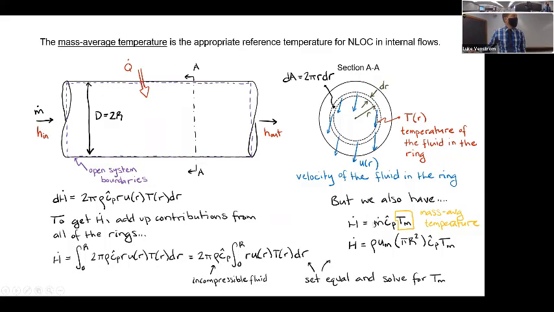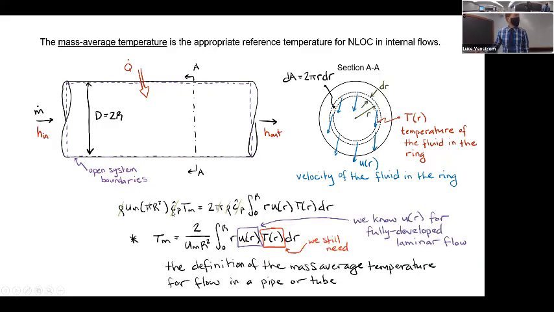What we really want to be able to do is take m dot times C sub p times some temperature value to get to the same enthalpy flow rate, the same H dot here. So we can do that. All I've done on this line is substitute in for the overall mass flow rate: the density times the average velocity times pi r squared, which is the cross-sectional area. If you set those two things equal to each other, the right-hand side equal to the left-hand side, we'll be able to figure out how the mass average temperature is defined, right?